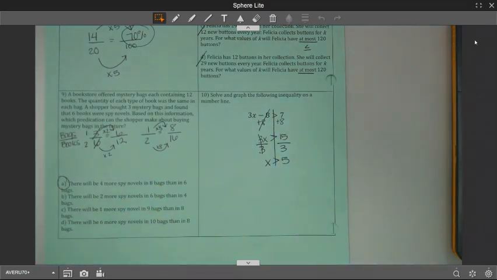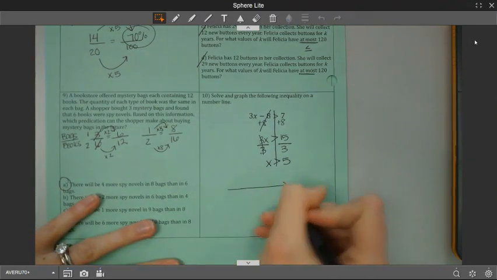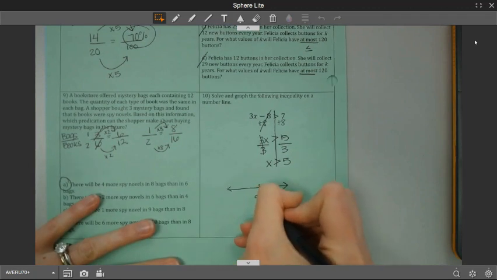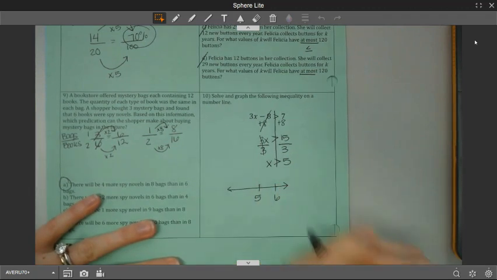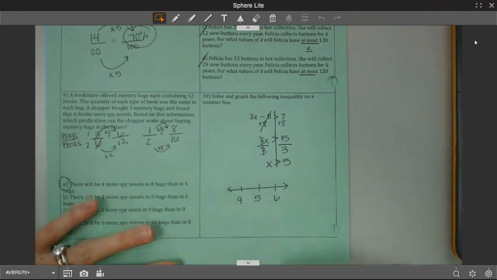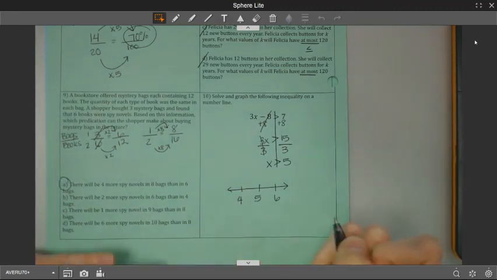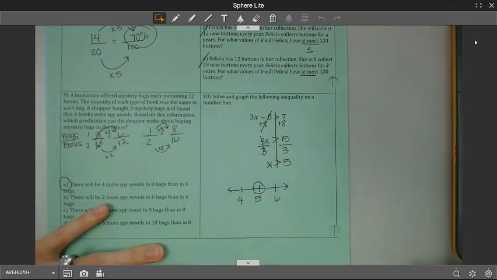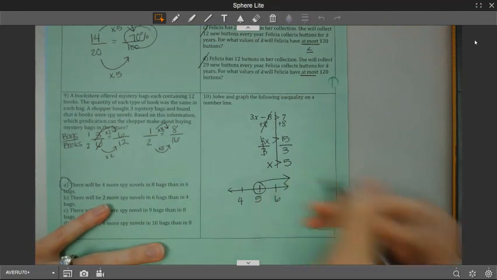Now, the reason I did not flip the inequality sign this time was because I was not dividing by a negative number. It says solve and graph, so I need to graph. I'm going to put 5 in the middle on a number line. Then 6 is 1 above 5, and 4 is 1 below. It is greater than, so it's not equal to, so it's an open circle. And because it's greater than, the arrow will go to the right.